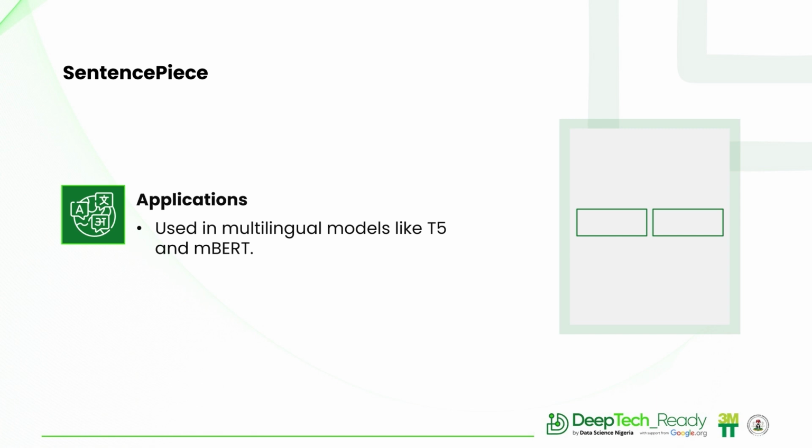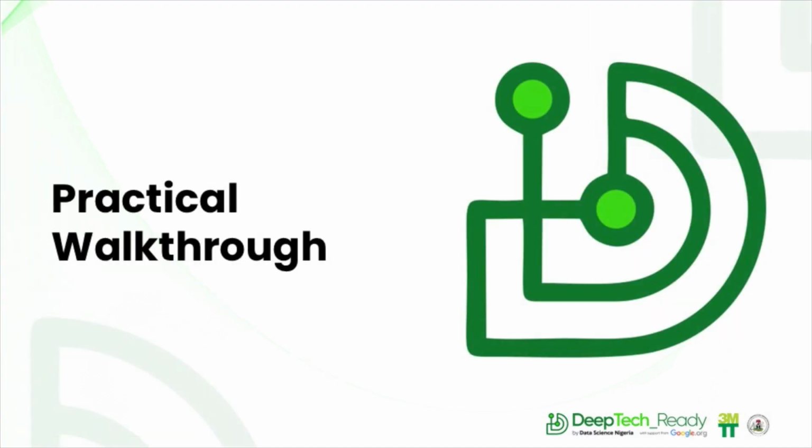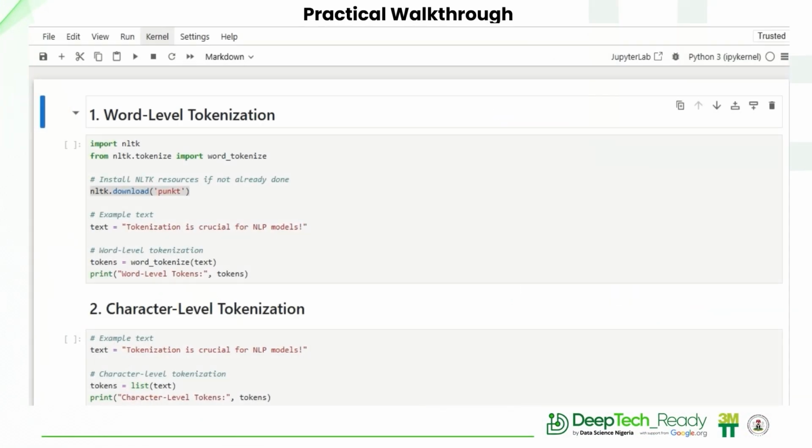It is now time for us to have a practical walkthrough in Python. So we'll start by introducing word level tokenization. Even though we've already seen this in some of our previous labs, since this is a comprehensive tutorial on tokenization, we want to start from word level, character level, before we come to the subword level tokenization.